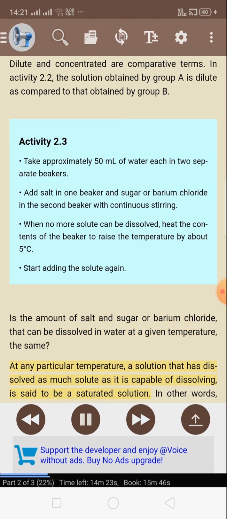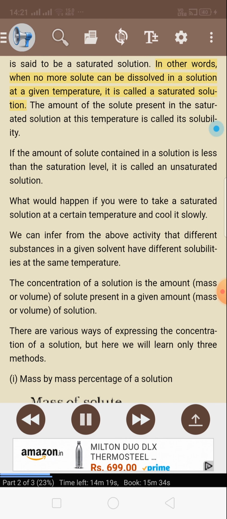At any particular temperature, a solution that has dissolved as much solute as it is capable of dissolving is said to be a saturated solution. In other words, when no more solute can be dissolved in a solution at a given temperature, it is called a saturated solution. The amount of the solute present in the saturated solution at this temperature is called its solubility. If the amount of solute contained in a solution is less than the saturation level, it is called an unsaturated solution. What would happen if you were to take a saturated solution at a certain temperature and cool it slowly?